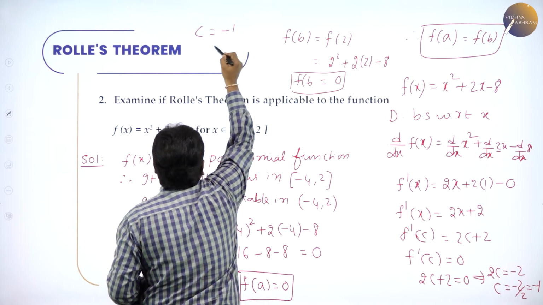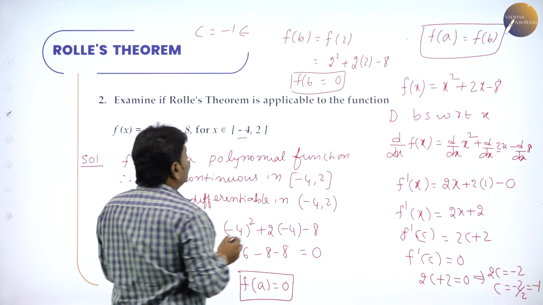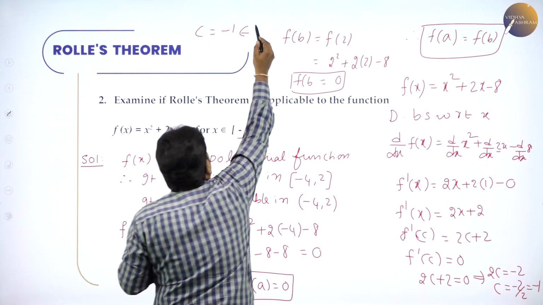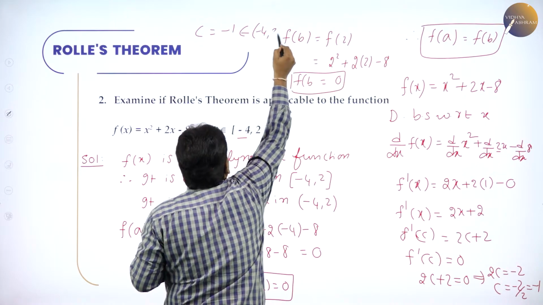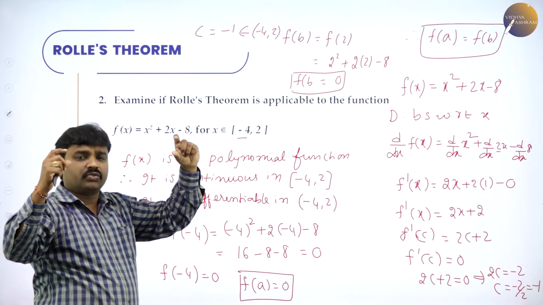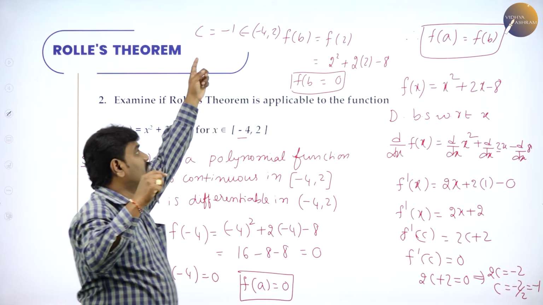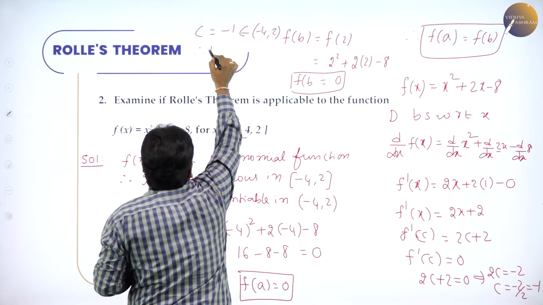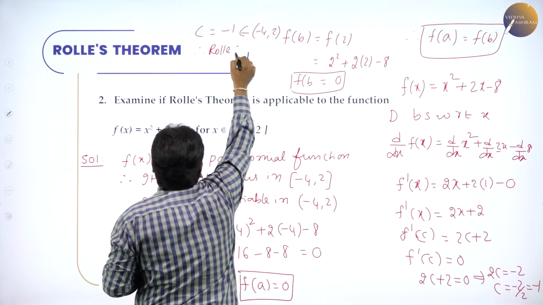And that minus 1 belongs to the open interval. Minus 1 is a number between minus 4 and 2, so it belongs to the open interval minus 4 to 2. It should lie between. On the number line, between minus 4 and 2 we have minus 1 also. So it is in the interval. Therefore, Rolle's theorem is verified.